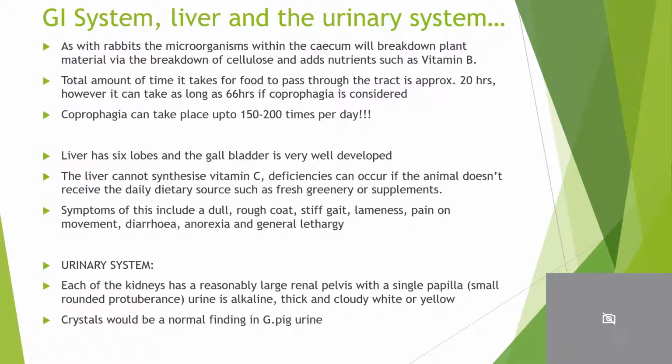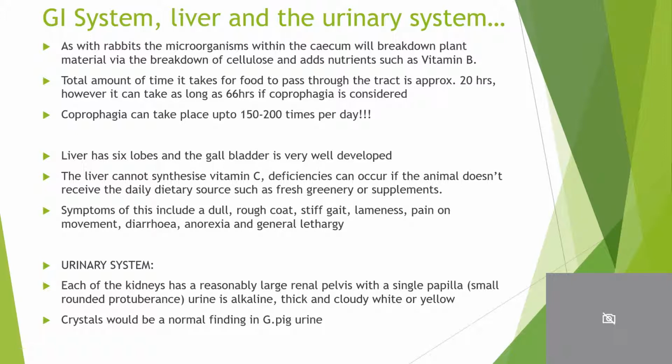As with rabbits, the microorganisms within the cecum will break down the plant material. They'll break down the cellulose and add nutrients such as vitamin B. The total amount of time it takes for food to pass through the tract is approximately 20 hours. However, it can take as long as 66 hours if coprophagia is considered. And coprophagia can take place up to 150 to 200 times per day.